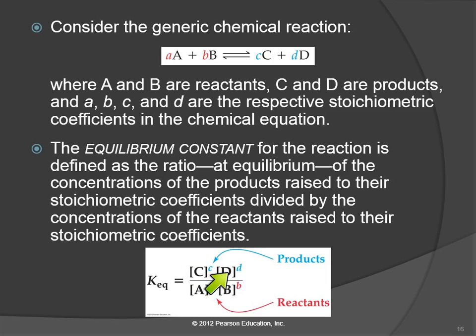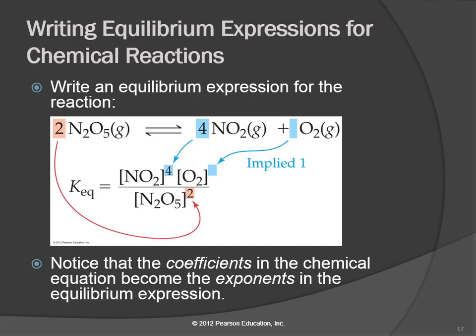So it's the concentrations of the products raised to the power equal to their coefficients, divided by the concentrations of the reactants raised to the powers of their coefficients. It all seems a little crazy, but when we look at real equations, then it's not so strange.